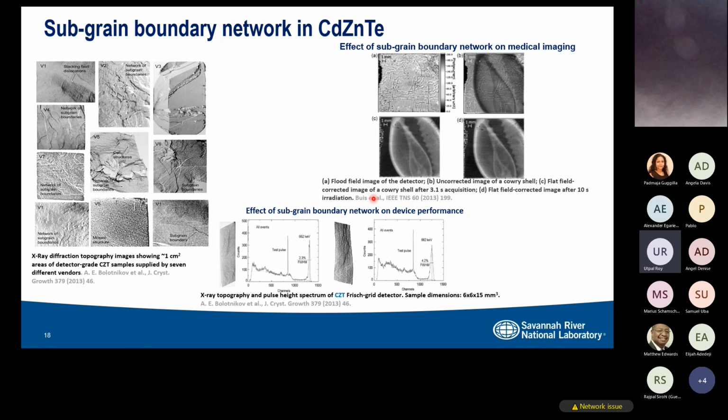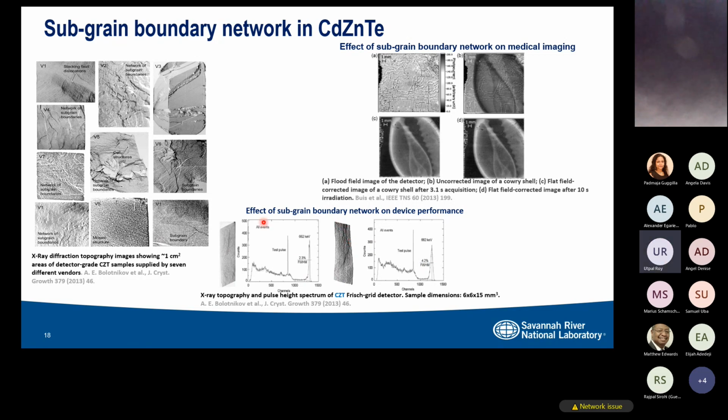And what about the device performance for homeland security purposes? Suppose this is the X-ray topographic picture of a CdTe detector. This is another detector. You see this detector on the right hand side has a lot more defects than the left hand side. So the resolution is 2.3% at 662 keV for this detector, whereas if you have a material with a very high density of defects, your resolution is 4.2%. That means your detector is getting worse because of the presence of the subgrain boundary network.